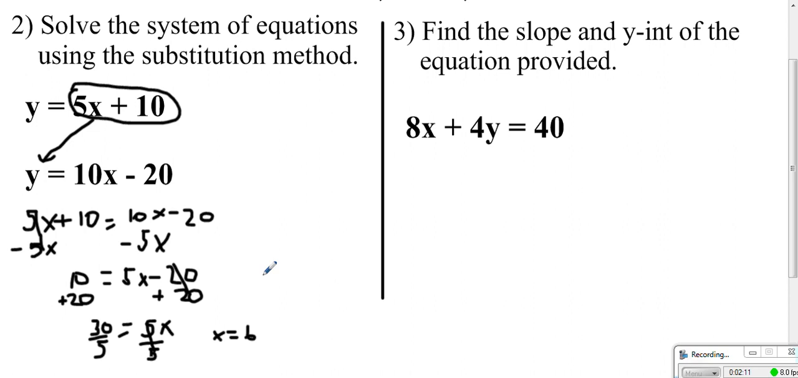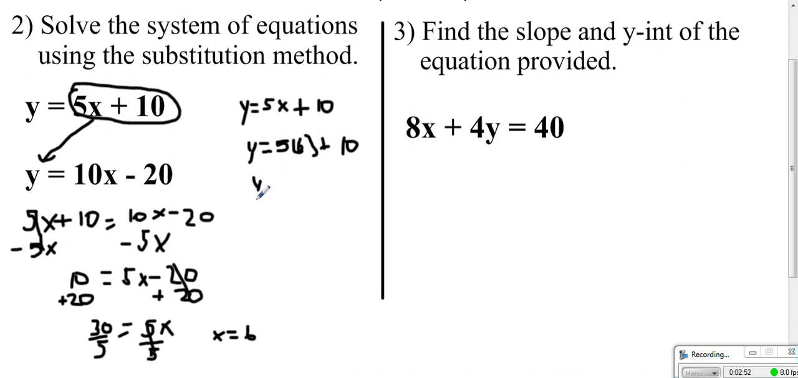So x equals 6. Now you just pick one of these equations to substitute back into. So I'm going to pick the first one. y equals 5x plus 10. My x is 6. So when I rewrite it, it's y equals 5 times 6, plus 10. Substituting the x, the 6 in for the x, which is substitution.